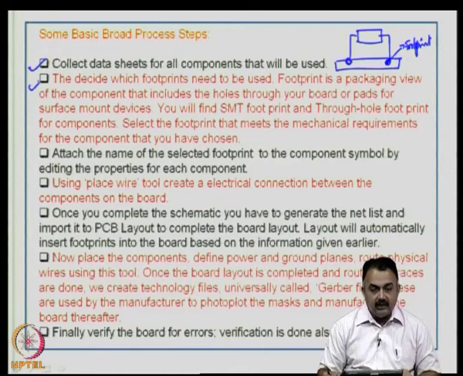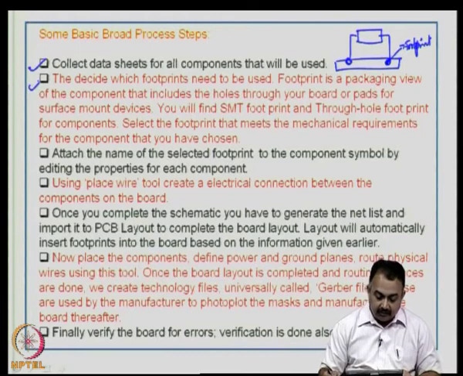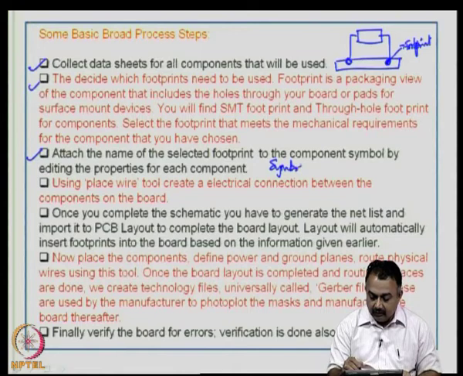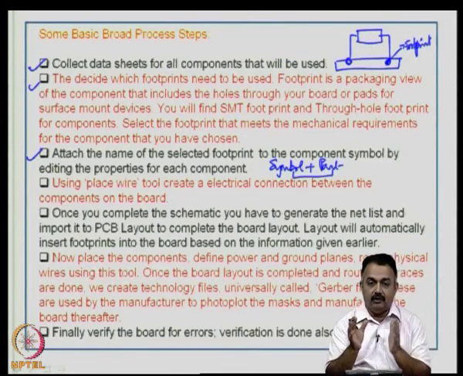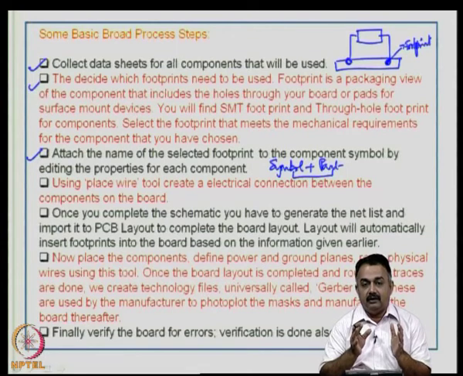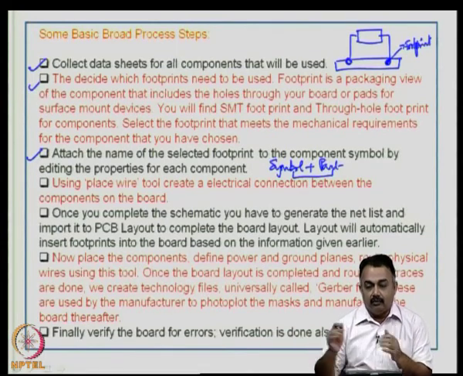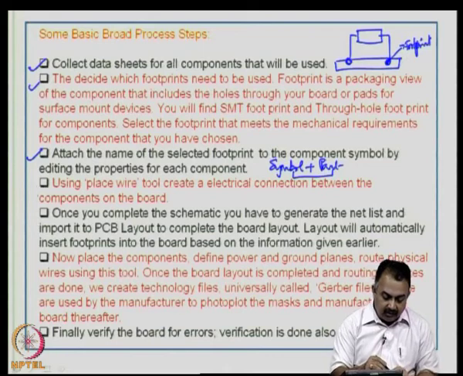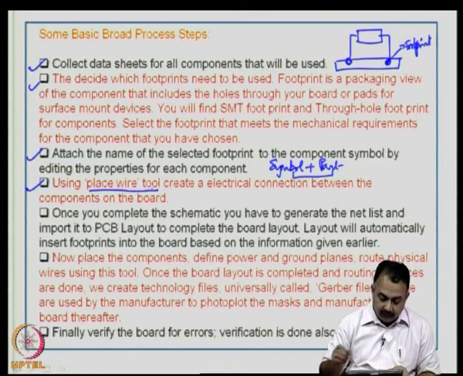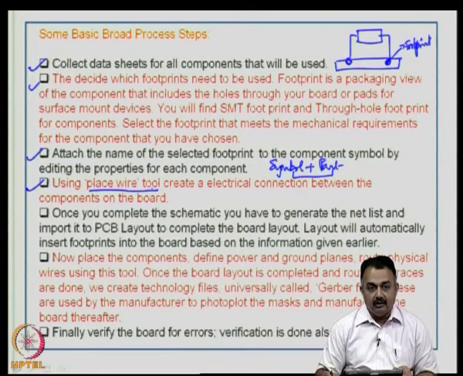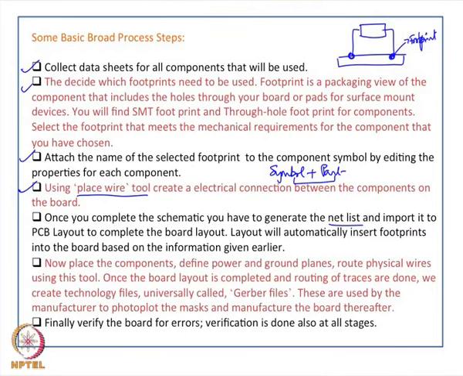Then the third one is attach the name of the selected footprint to the component symbol by editing the properties for each component. So, now you have a symbol, then you have selected a part, now you have to attach them or link them. So, that this information is stored between the two entities right from the schematic to your routing. Then using the place wire tool, that means you are going to start the interconnections in the schematic, create an electrical connection between the components on the board.